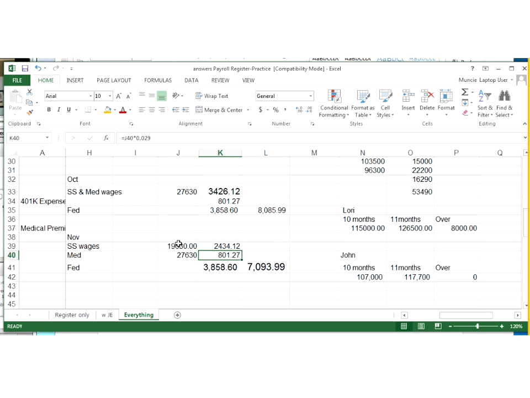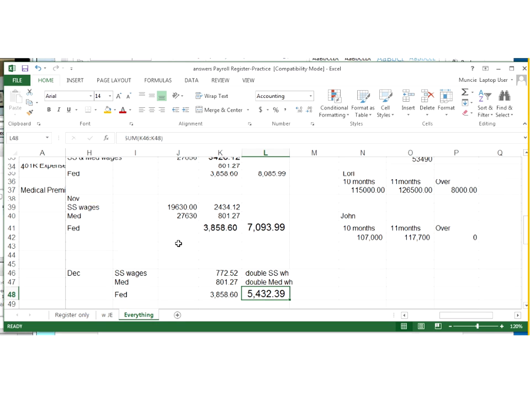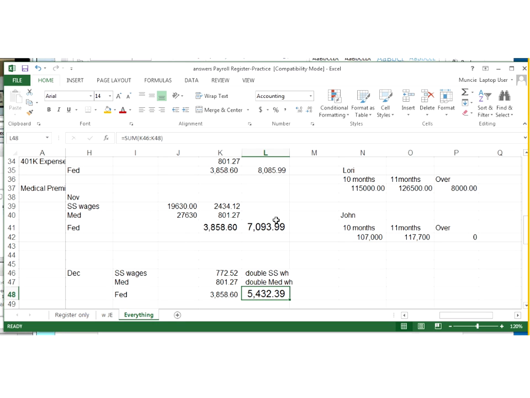And then do the same calculations as above. Notice the Medicare and the federal withholdings don't change month to month. It's only the Social Security that'll change. Once we get to December, the Social Security will change again because now not only is Lori over, but also John is over.